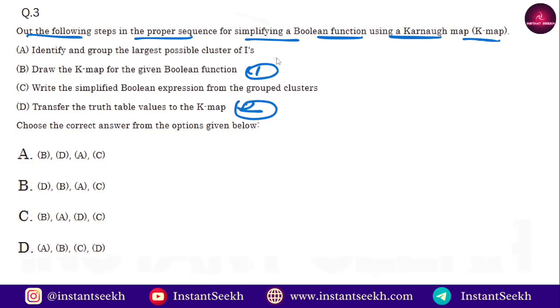After that we do what? We identify and group the cluster. Identify and group the cluster, and at last what we do? We write the simplified boolean expression from the group cluster. Okay, so the correct sequence is option B.